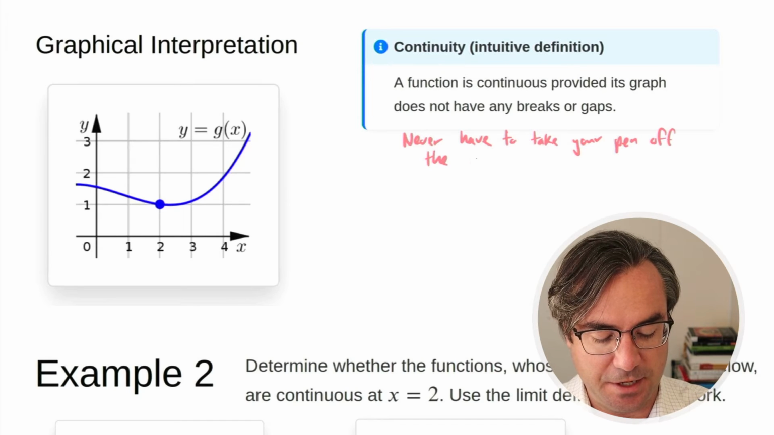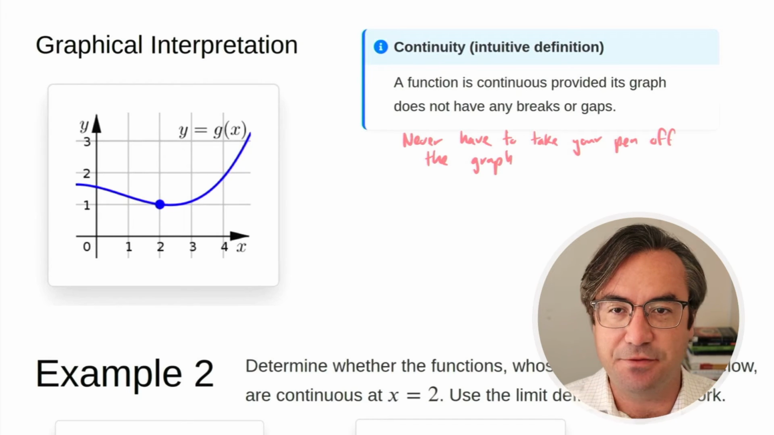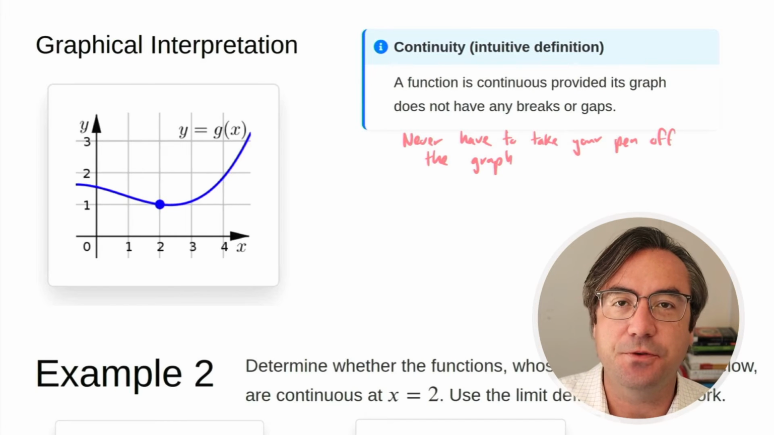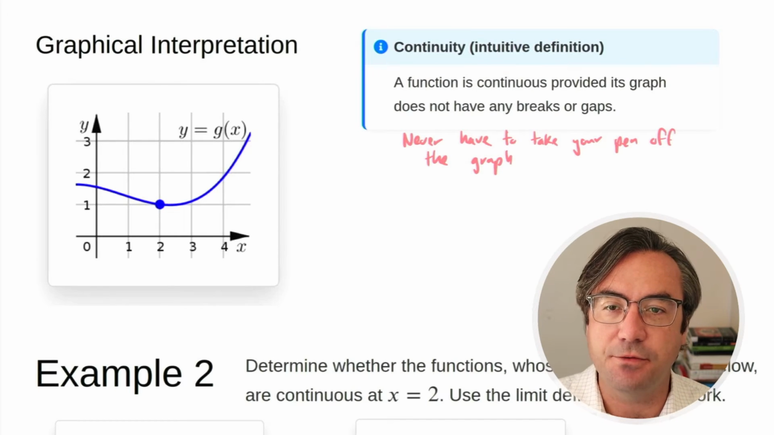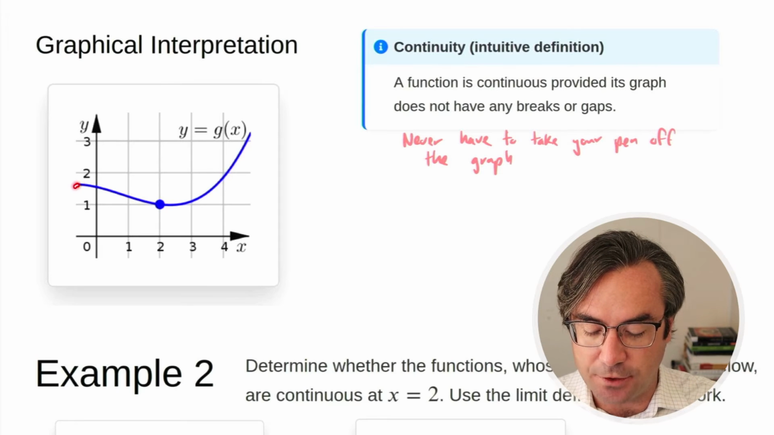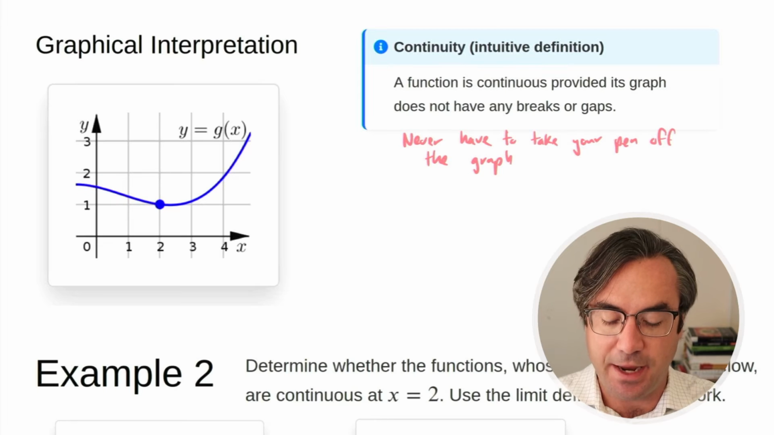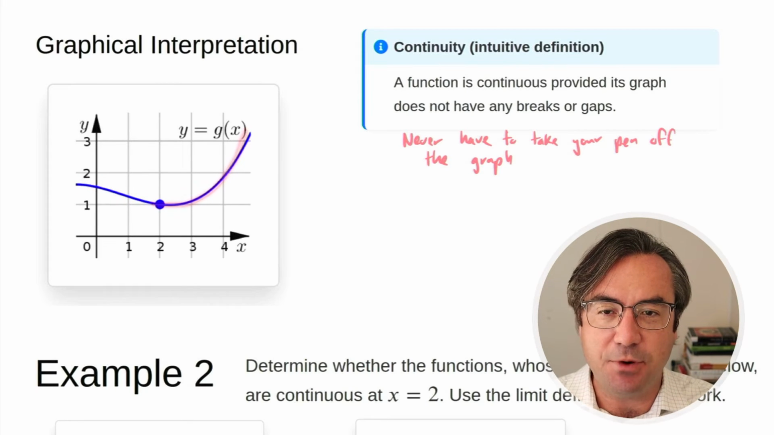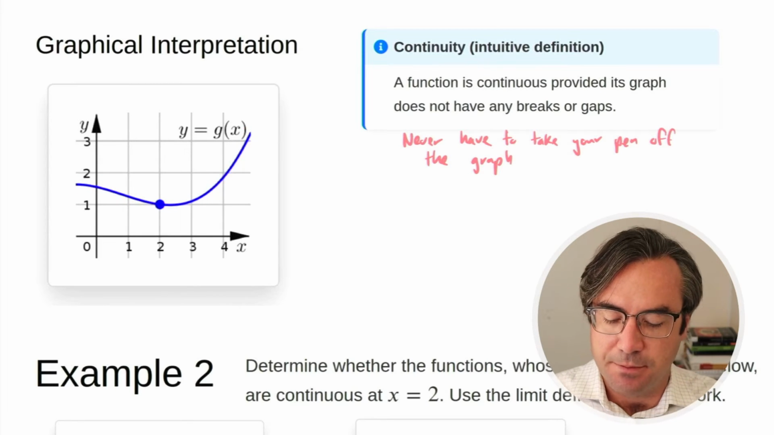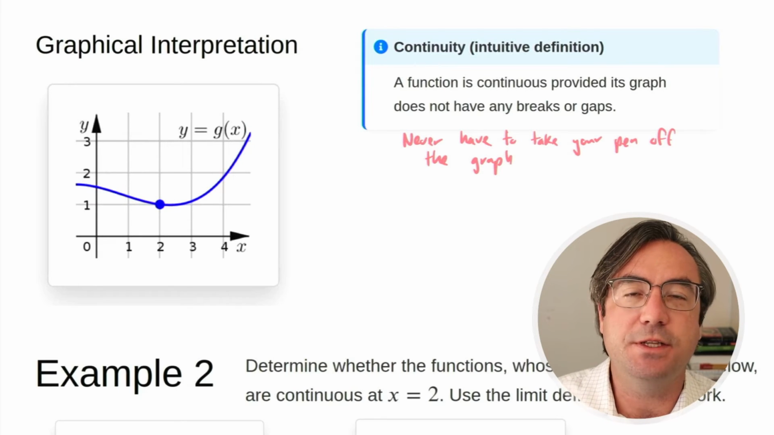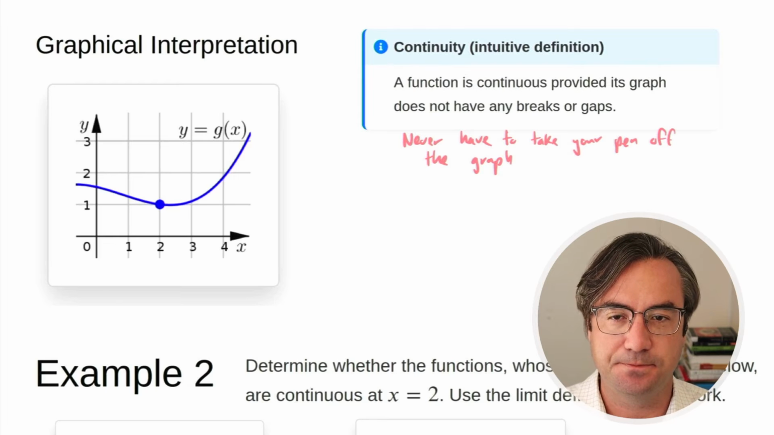It always helps, if you have a picture, to try drawing the graph for yourself. As you draw the graph, if you ever have to stop, take your pen off the page, and then put it back down and keep going, well, that's an issue. But if you can just trace over the curve in one clean motion, you're good. You have a continuous graph on your hands.